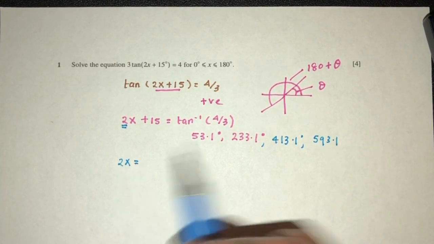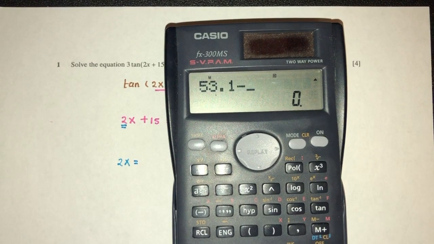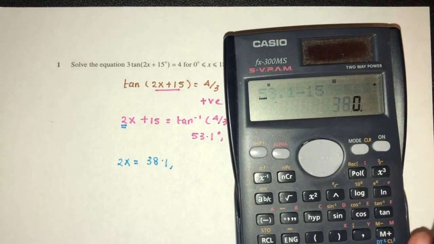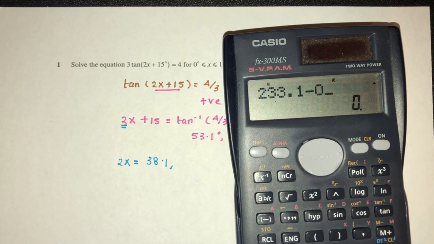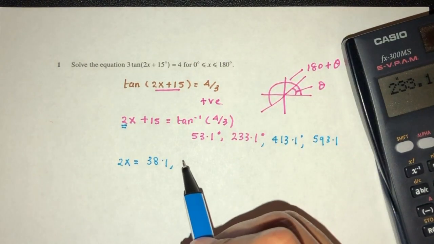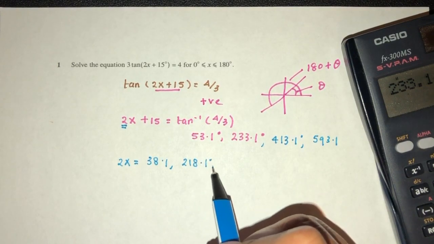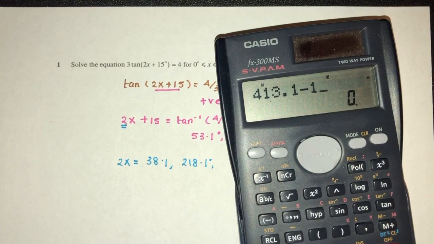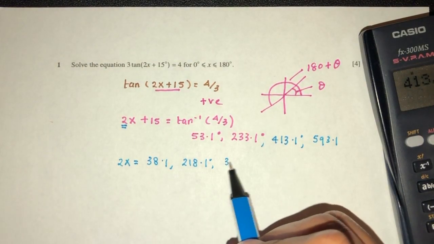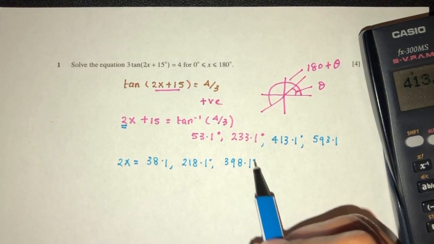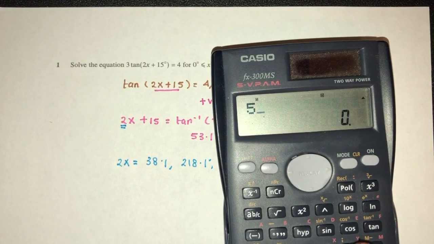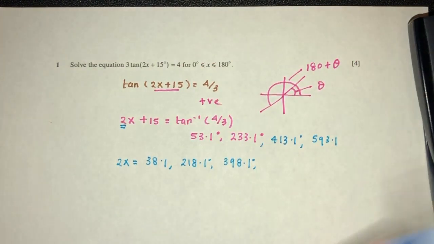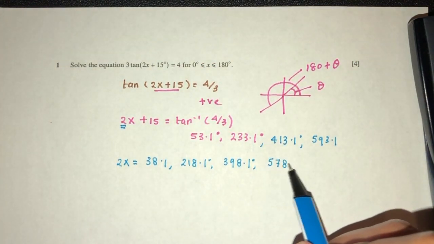Now solve. 2x will be the value of 53.1 minus 15. That will be 38.1. 233.1 minus 15. That will be 218.1. 413.1 minus 15, 398.1. And then we have 593.1 minus 15, that should be 578.1.